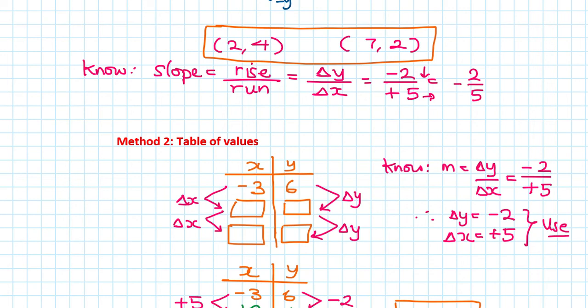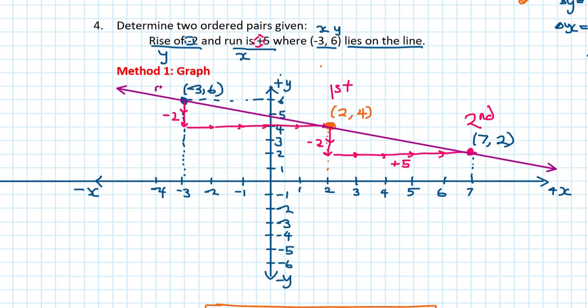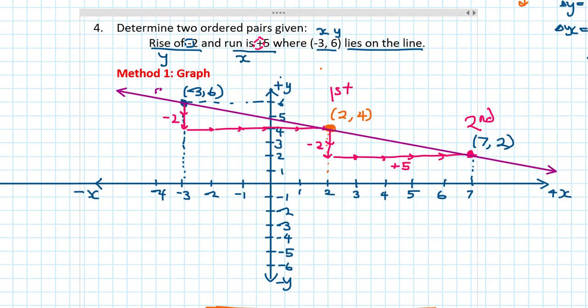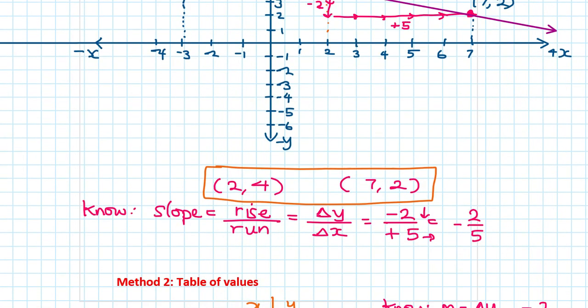The third one could be given an equation. You could actually find the equation of this line, and by so doing you can put in any value for x on that equation and you can get your y value.